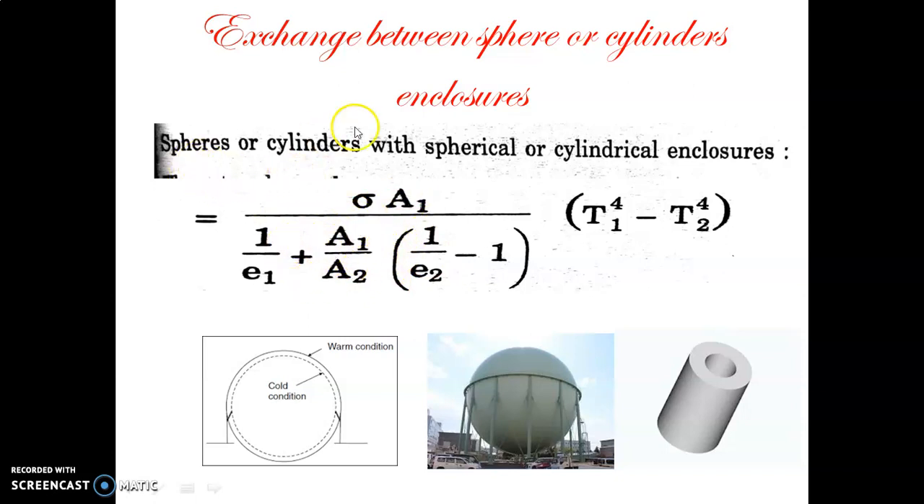In this way we can calculate the value of Q for a sphere or cylinder with spherical or cylindrical enclosures. That means we have a sphere enclosed by another sphere, or a cylinder enclosed by another cylinder. This type of problem we will discuss in the next lecture.